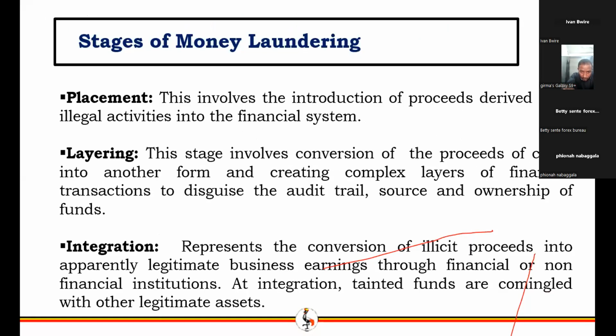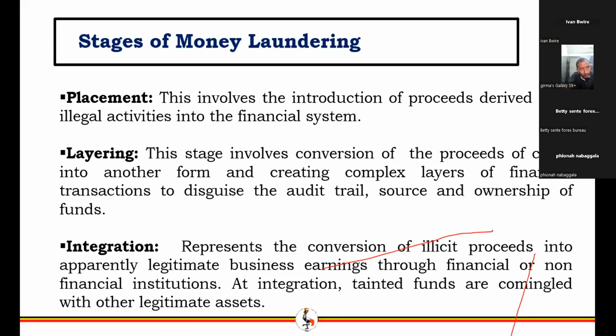How does money laundering occur? It occurs in three stages, and one of them is placement. Then it trickles down to layering, and it is finally completed at the stage of integration. How does it happen at the placement stage? Here, money is introduced into the financial system. It's the first stage, where criminals put the money into the financial system.